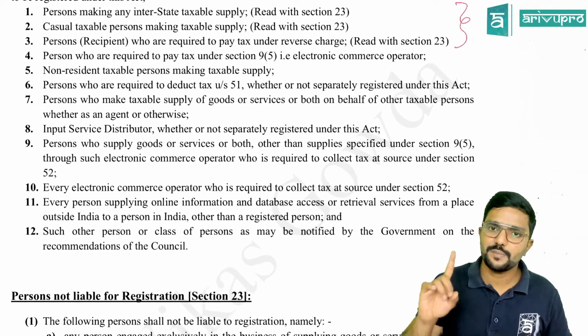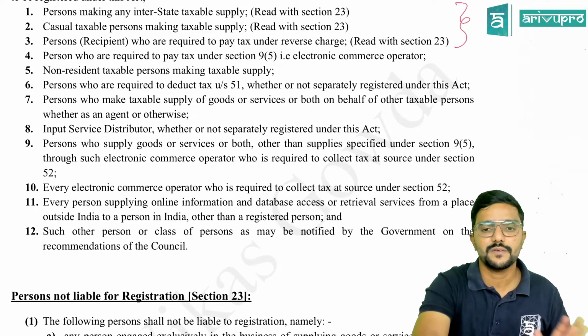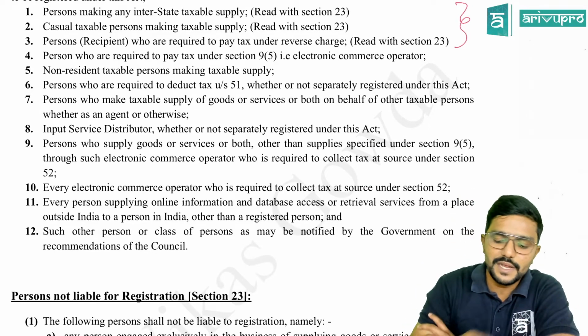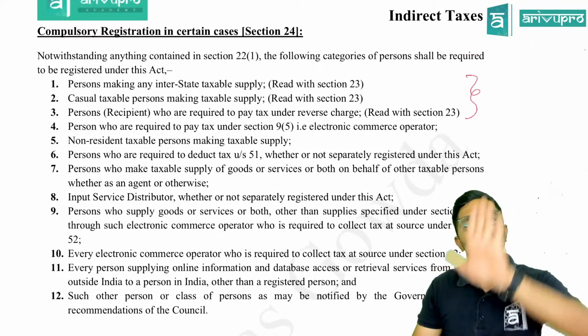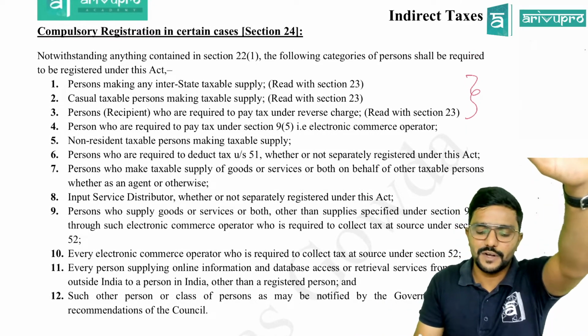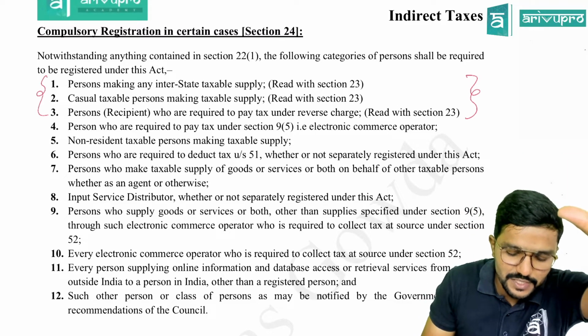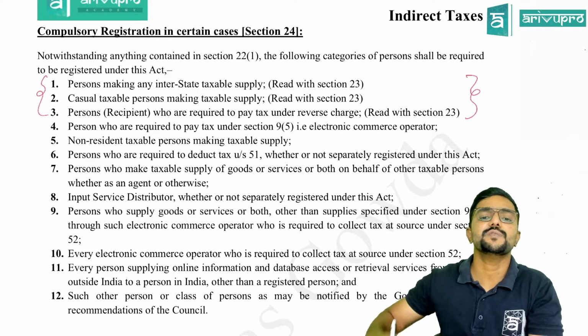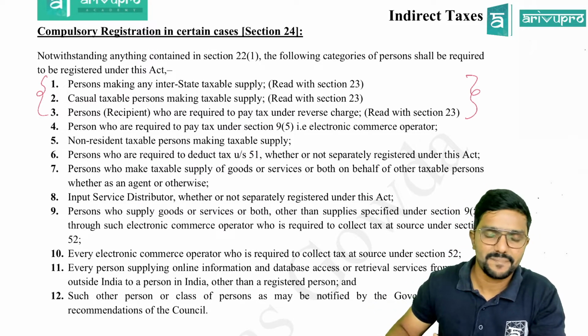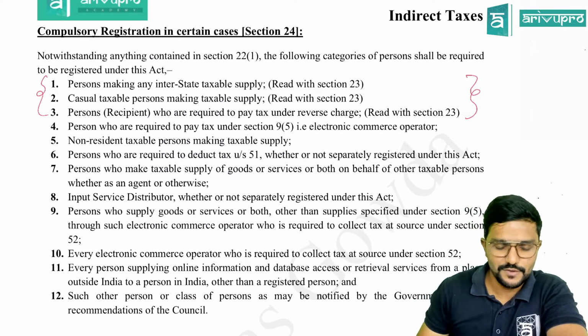Next. So these 3 points have to be read with section 23, which I have mentioned in the points. Because see, whatever I have given in 1, 2, 3, 4, 5, 6 till 12 is as it is given in section 24. But for these 3 points, some exceptions have been mentioned in 23. That is why I have mentioned in the bracket, read with section 23, 23, 23. Clear? Yes. Next. Fourth one.